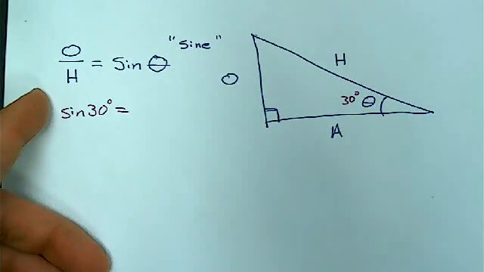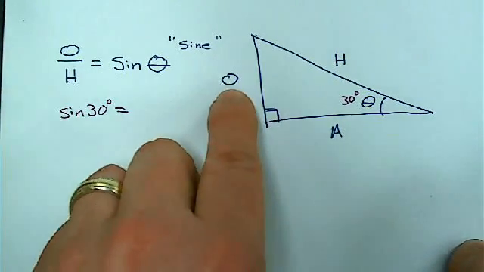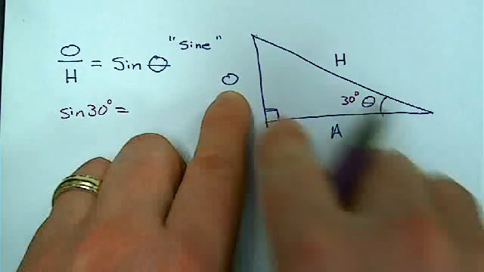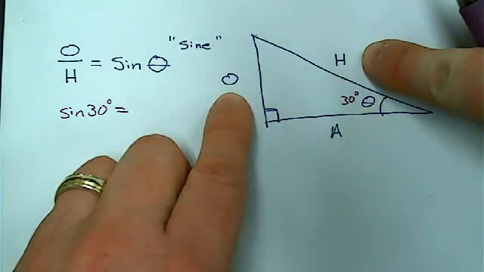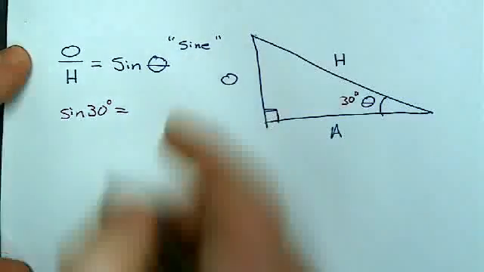Now, you guys kind of remember from the special right triangles, if I told you this was 4 units, the hypotenuse is double that for a 30, 60, 90. So 4 to 8 would be reduced to a ratio of 1 to 2.